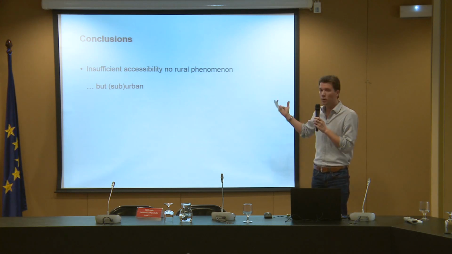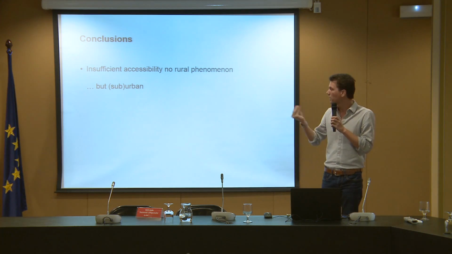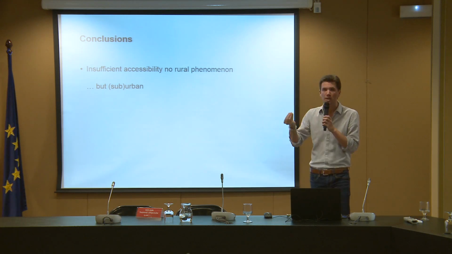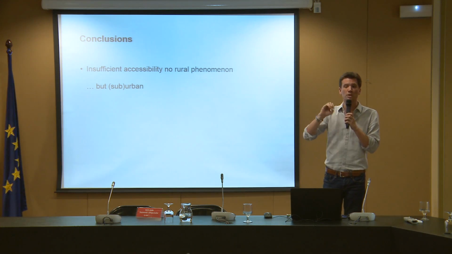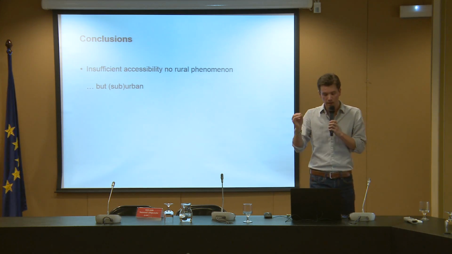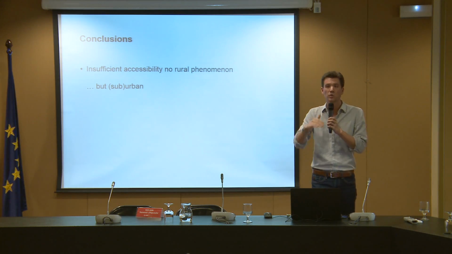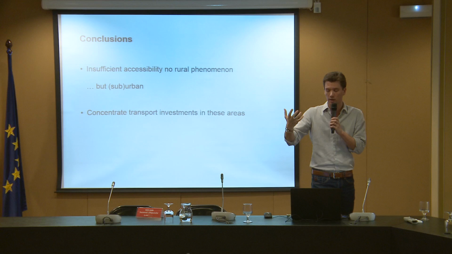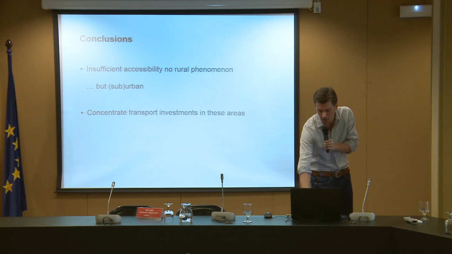I come to the conclusions. Obviously, we don't know exactly to what extent people are excluded in these areas, but we do see that accessibility poverty is not so much rural, but specifically concentrated in the suburban areas, so in the periphery basically of cities. Therefore, transport investments and policy should focus on these areas where levels of accessibility are relatively low and where the highest concentrations of low-income people live.